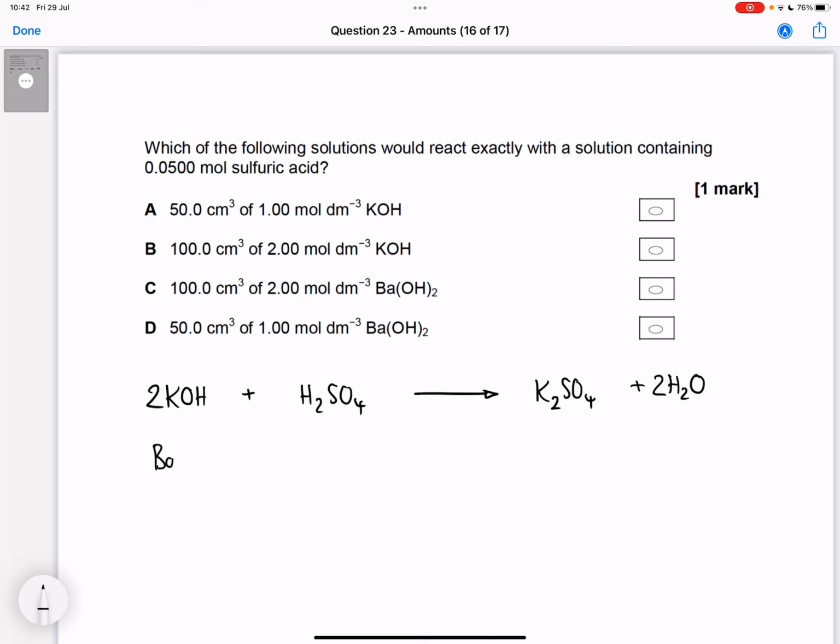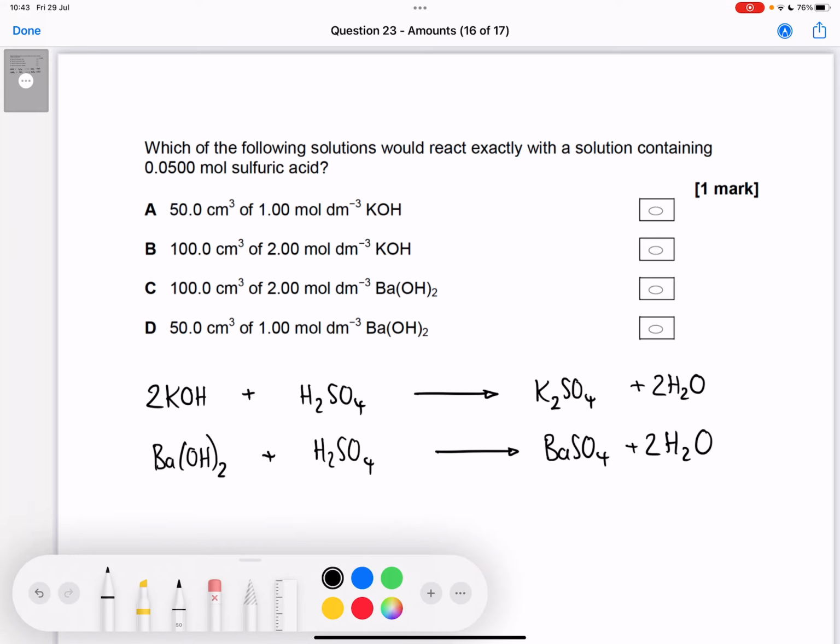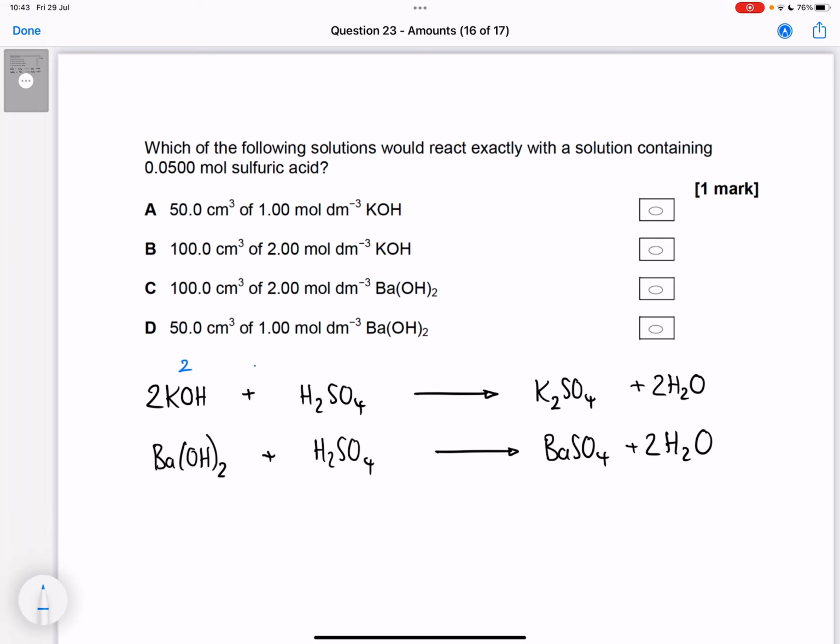If we swap to barium hydroxide having 2 hydroxide ions, sulfate ion being 2-, we're going to see that the ratio is going to be 1:1 with the barium hydroxide and the sulfuric acid. So we've got two different equations. In this one, we've got a 2:1 ratio, and in this one, we've got a 1:1 ratio.